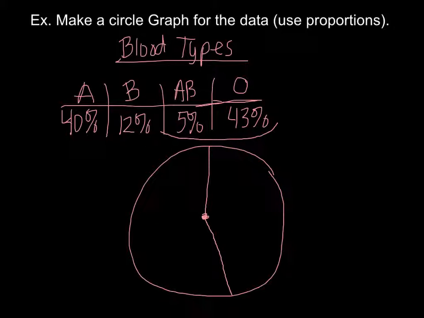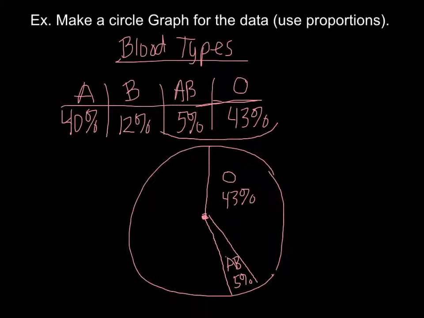I'm going to call this one O, 43%. I'm going to say AB, which should probably be a little bit skinnier, but then I'm not going to be able to write it very well. AB should definitely be a little bit skinnier. So then I'm going to put AB in here, and then we'll put 5%.